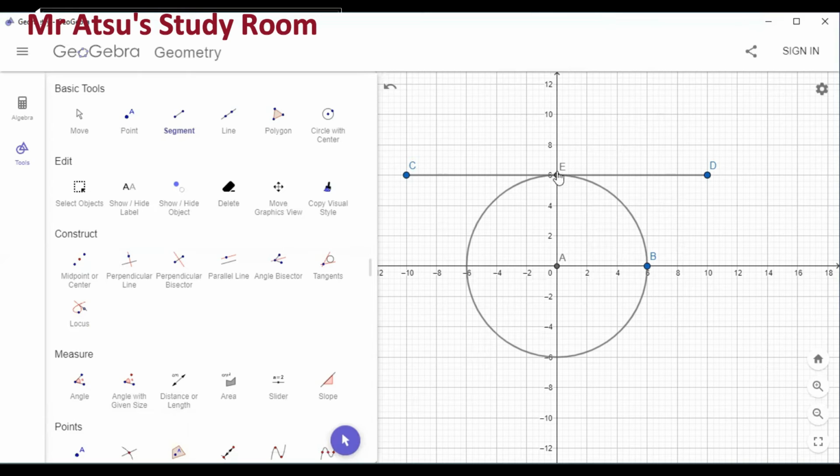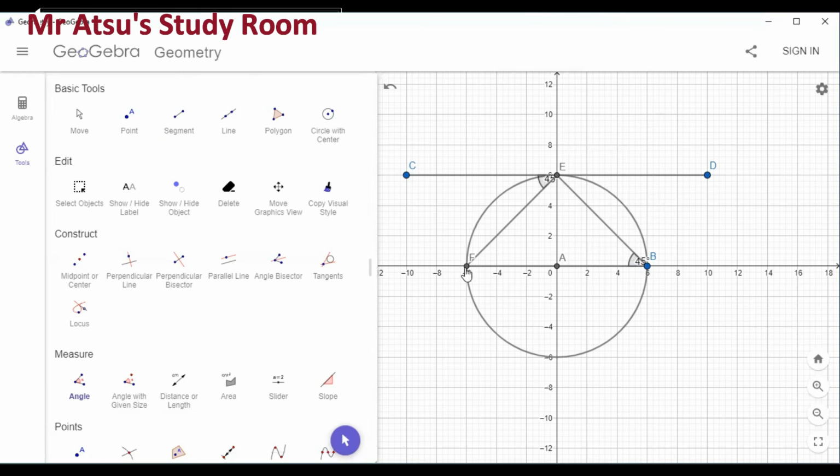Let's measure angle CEF. Angle CEF, as you can see, is 45 degrees. Then the same chord subtends an angle at B, which is in the alternate segment. So let's measure angle FBE to see. Angle FBE is 45 degrees. That confirms the theorem.